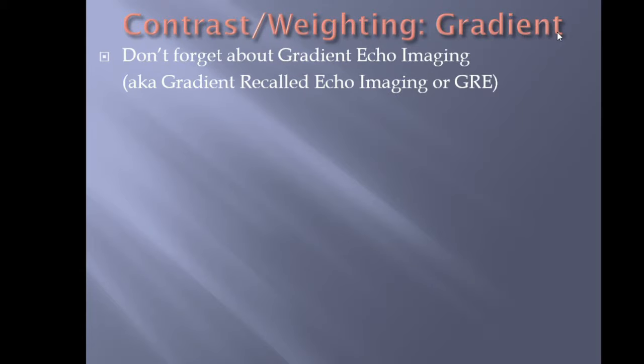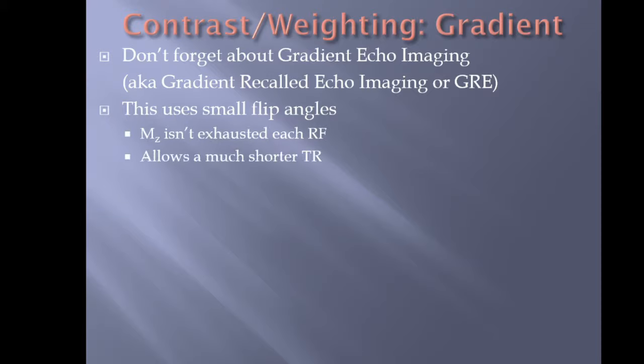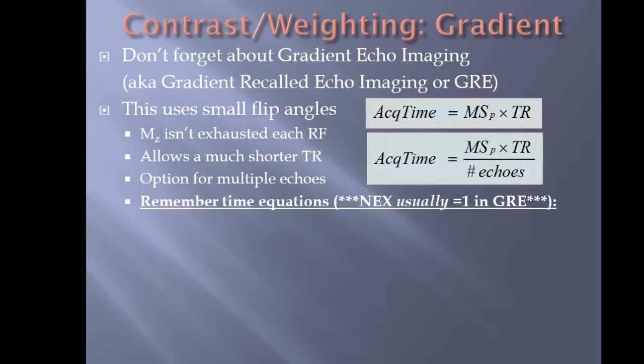All right, so let's talk about contrast weighting in gradient echo imaging, also called gradient recalled echo imaging, or GRE. Gradient imaging uses small flip angles, so that the MZ doesn't get exhausted with each RF pulse. It allows for a much shorter TR, and you still have the option for multiple echoes. So remember the time equation, which we've said is the number of phase encoding steps times the TR. If it's a multi-echo gradient sequence, then it's also divided by the number of echoes in the multi-echo sequence.